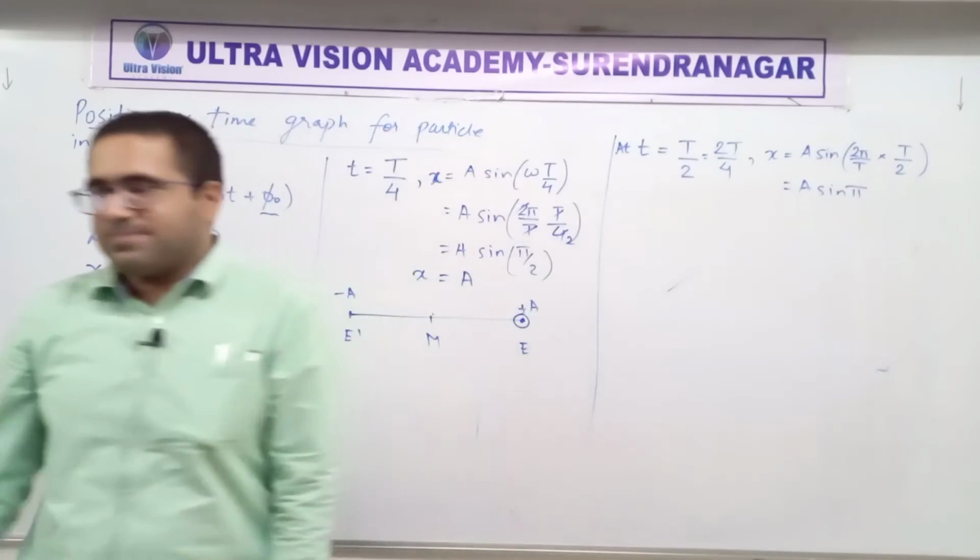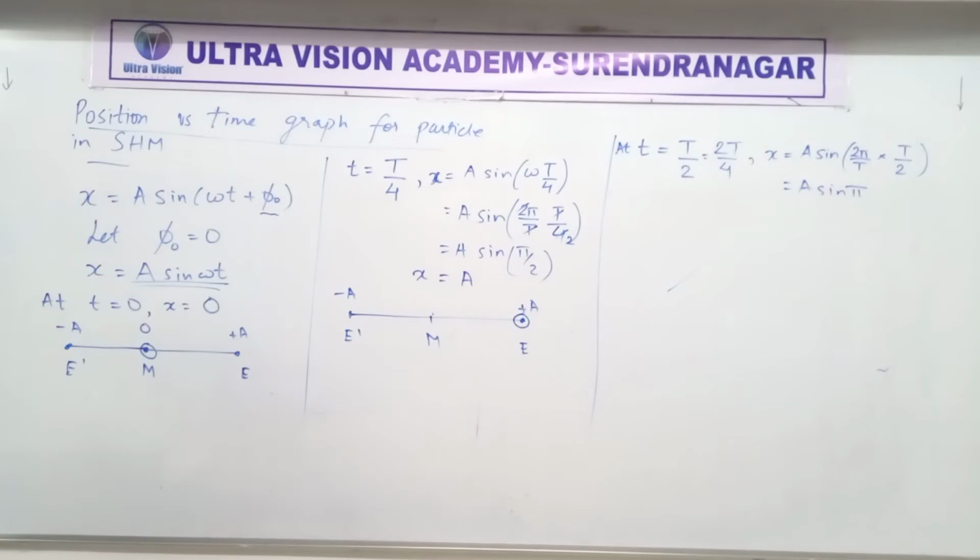What is sine pi, everyone? If you cannot recollect what is sine pi, first of all convert pi to degrees. Pi radian, how many degrees? 180 degrees. Very good. Sine 180 degrees. Okay, some of you are making mistakes. Sine 180 degrees.